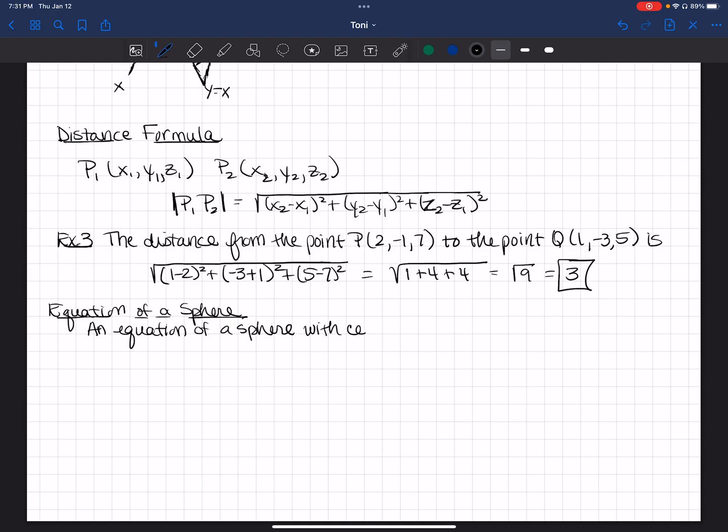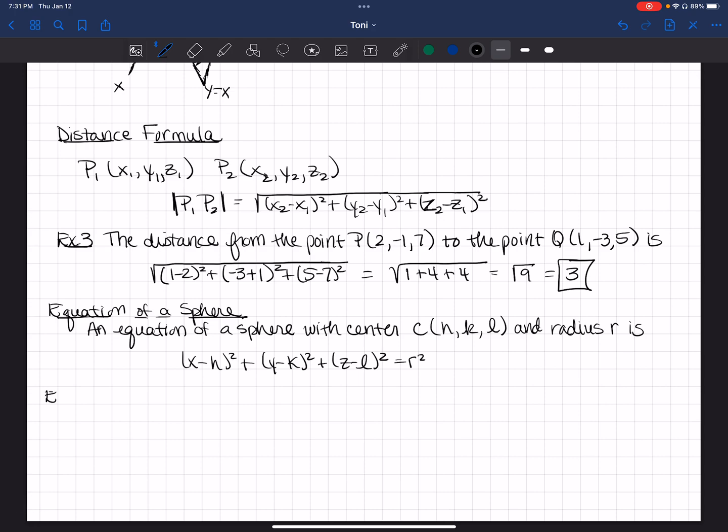with center C, which is (h, k, l), and you're accustomed to the center of a circle being (h, k). That's not unusual for you. Well, it's the same concept. We just have an extra point because we've got that z. And radius r, like always, is, well, usually we have x minus h squared plus y minus k squared equals r squared, right? Well, this time you have to have that z, so plus z minus l squared equals r squared.